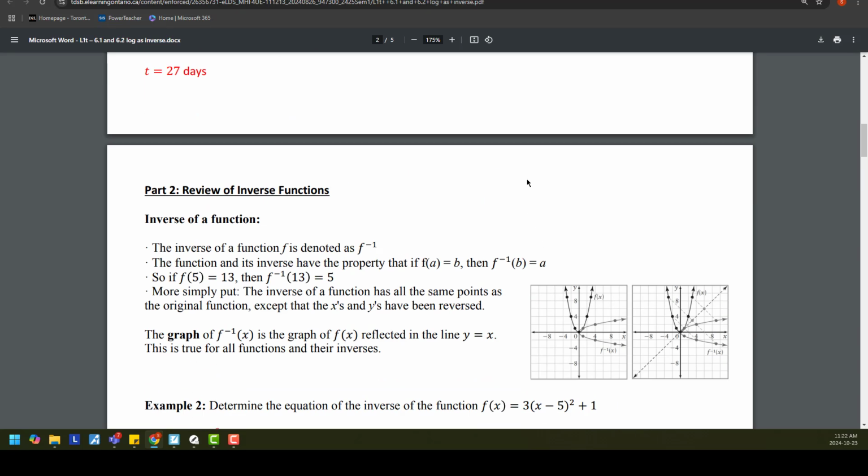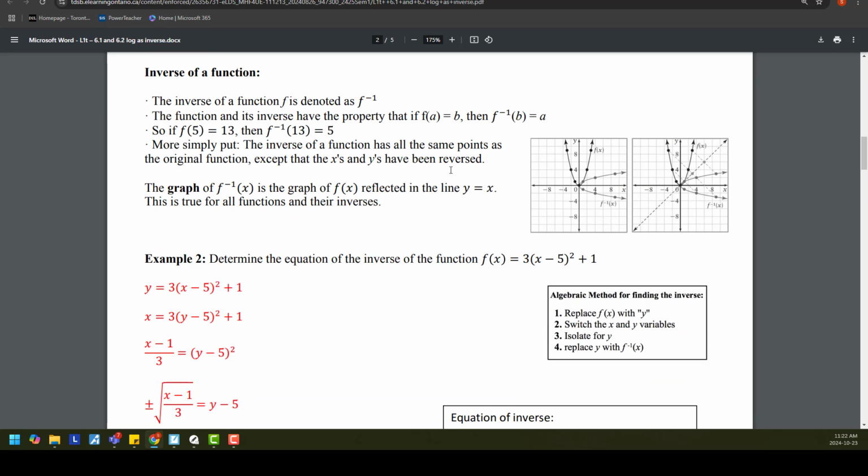Let's review inverses. What are inverses of functions? Well, graphically, they're something that is reflected in the line y equals x. What does that mean? If I were to draw a line at y equals x, and imagine that's a mirror plane, and if I were to then take my original function and reflect it across that diagonal mirror, then the reflection would be the inverse function. And I'm going to show you an example of that.